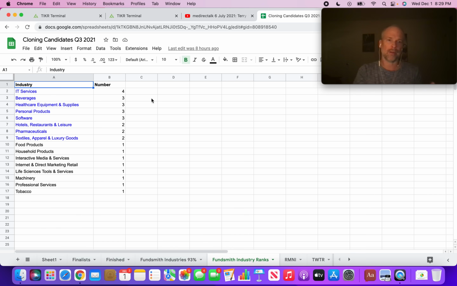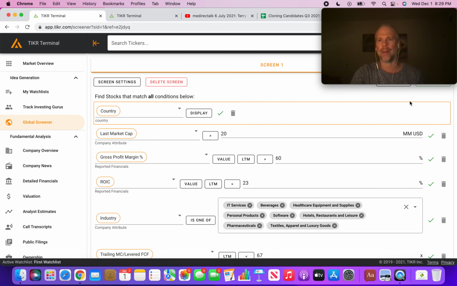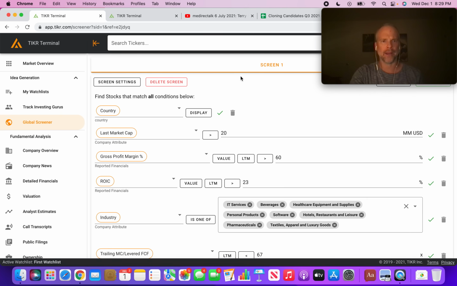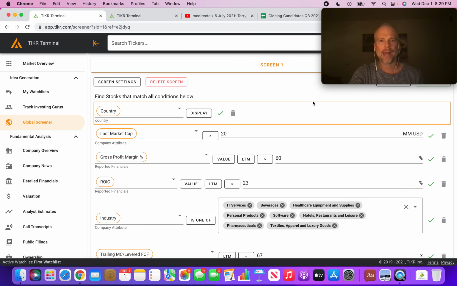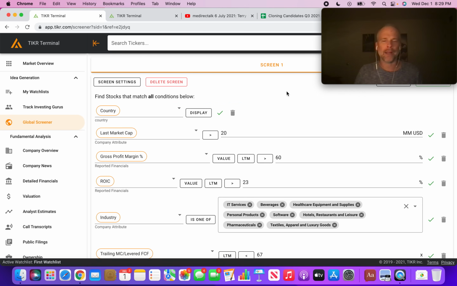I think there's like maybe 50 or more industries to choose from on TIKR. So this is really going to narrow down the universe that we're looking at. So here's how I set up the screen in TIKR Terminal. We're going to display the country. I'm not going to exclude countries. I just want to know which country each company in the results is in. Market cap over 20 million. That's arbitrary. I just want to exclude things that are super small and illiquid.